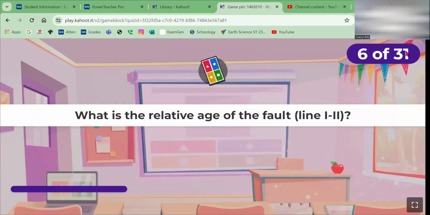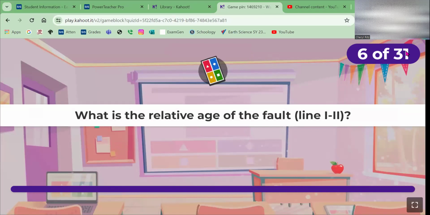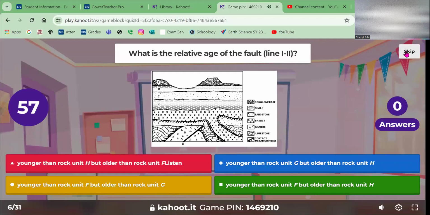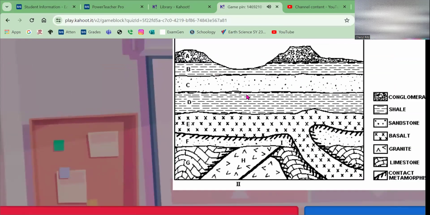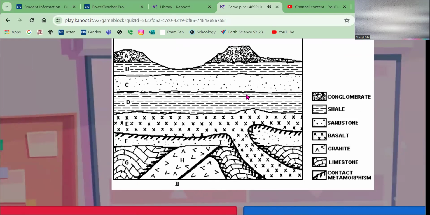All right, question 6. What is the relative age of the fault? What does relative age mean? There's the fault right there. I want to know which one it's younger than, which one it's older than. I'll blow it up. This might help. That's the fault. So it's going to be what's older than it. To figure out what it's older than, or what's older than it, look to see what rocks it broke. That one. So, younger than that one.